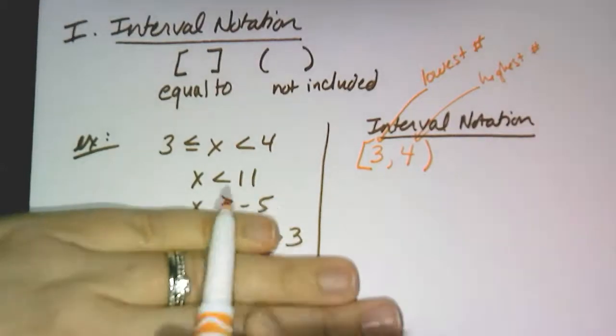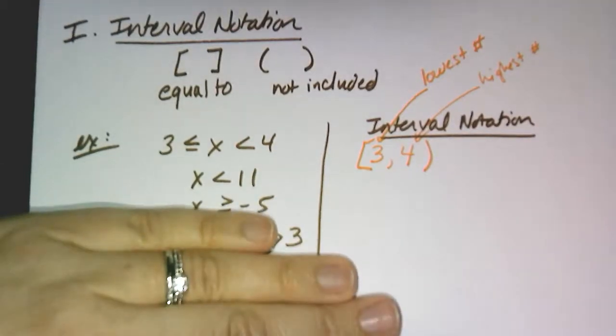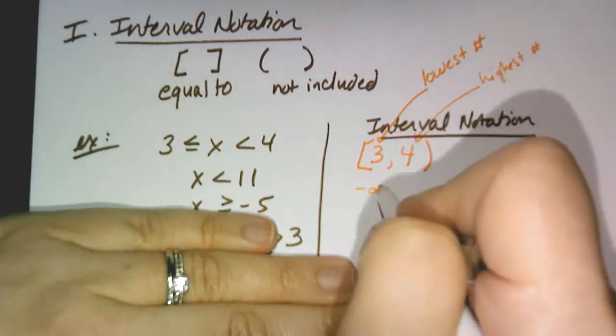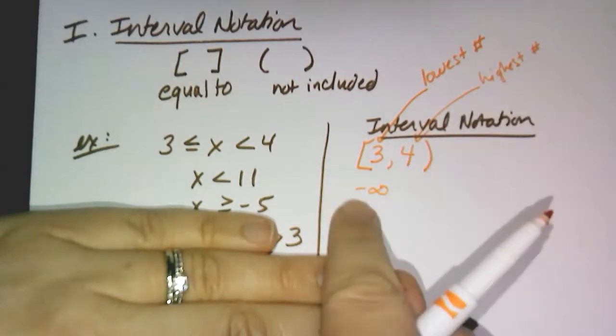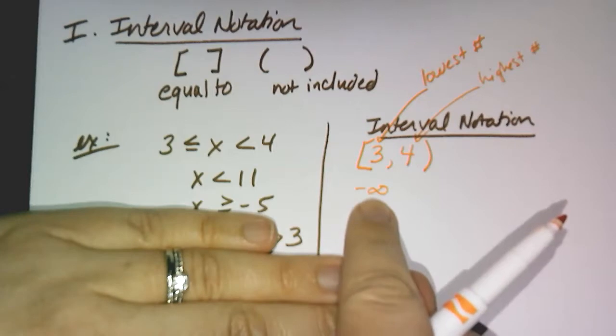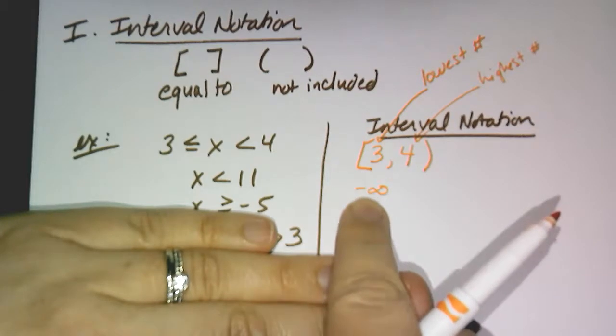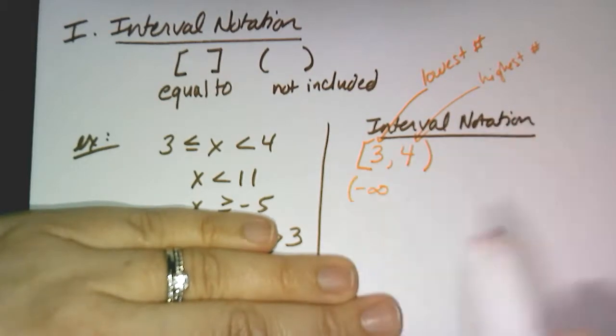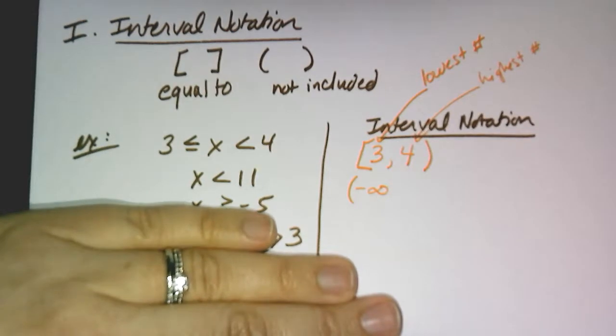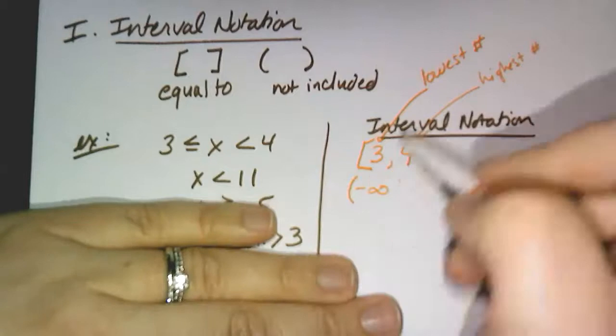X is less than 11. You have to think about this one. What is the lowest value that X could be? Negative infinity, and that's what you write. Now, infinity symbols are never included. They're always excluded. So we always put a parenthesis around infinity symbols, because infinity is not really a number, it's a concept. So that's the lowest that it could be.